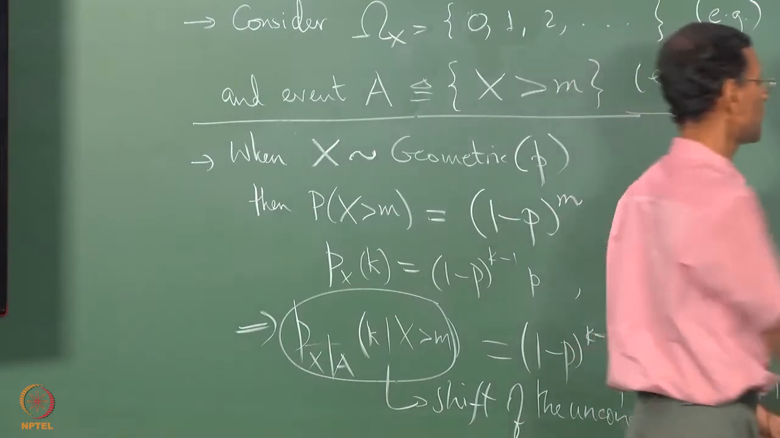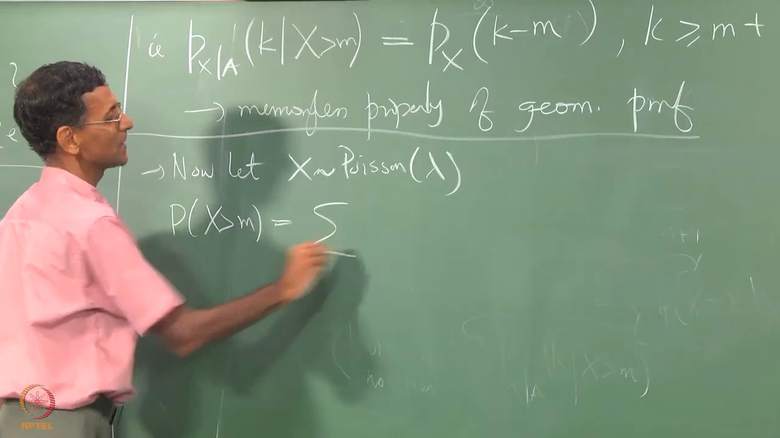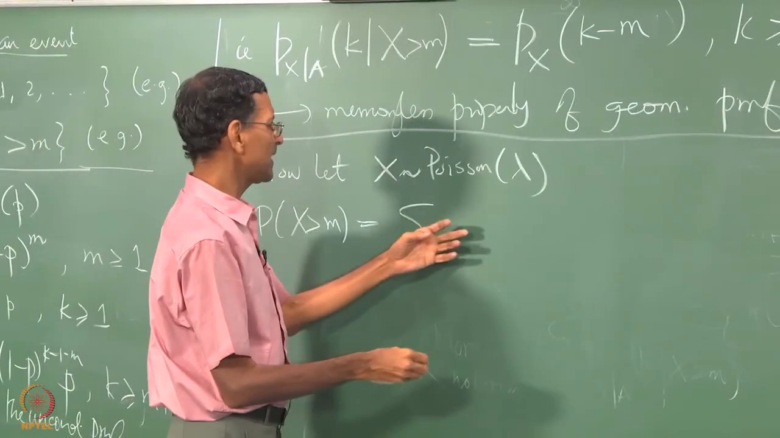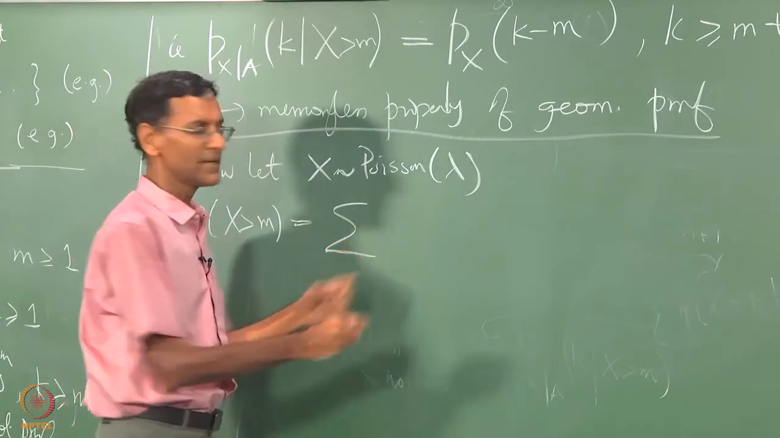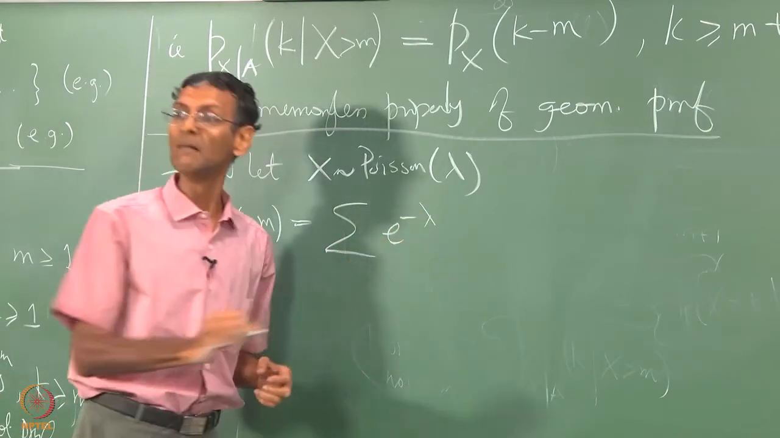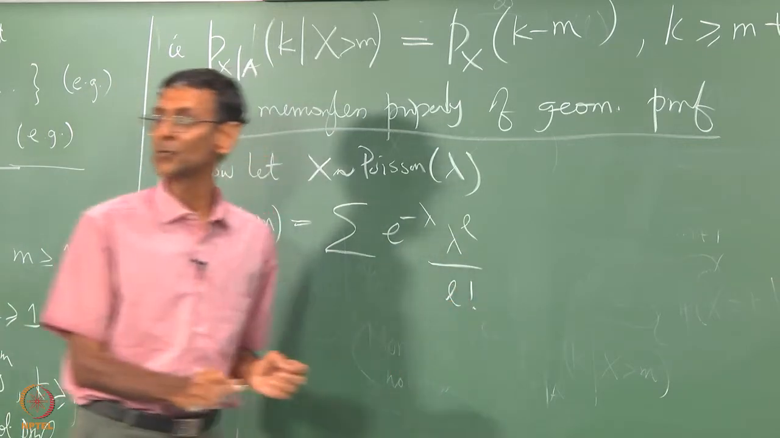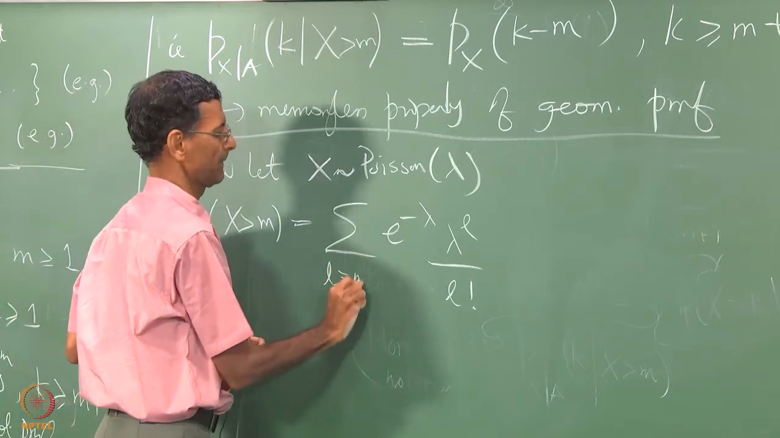What is the closed form expression I am looking at? P(X > m) is some summation, once again the same old thing. Now instead of writing P_X of L, I will just put the exact expression. What is P_X of L in this case? It is e to the power of minus lambda, lambda power L divided by L factorial, L going from m plus 1 to infinity.